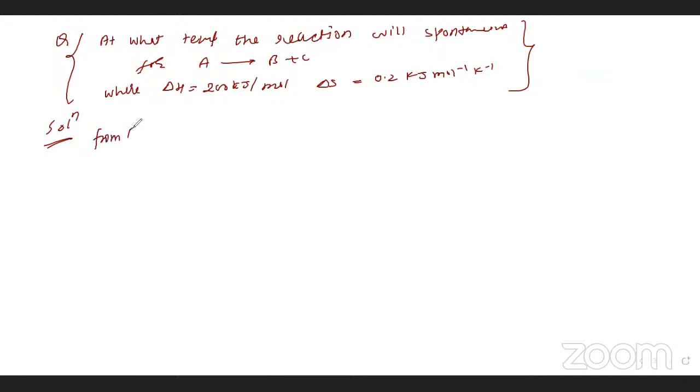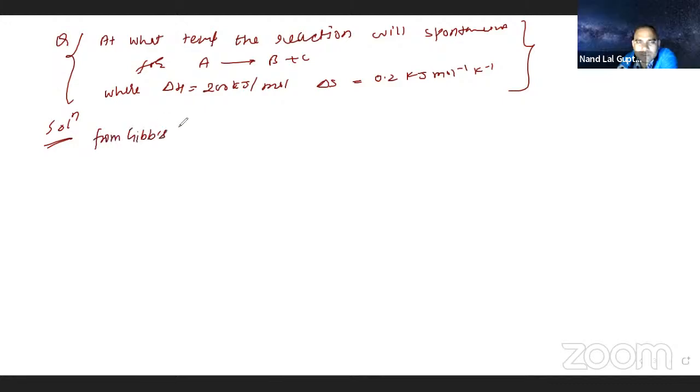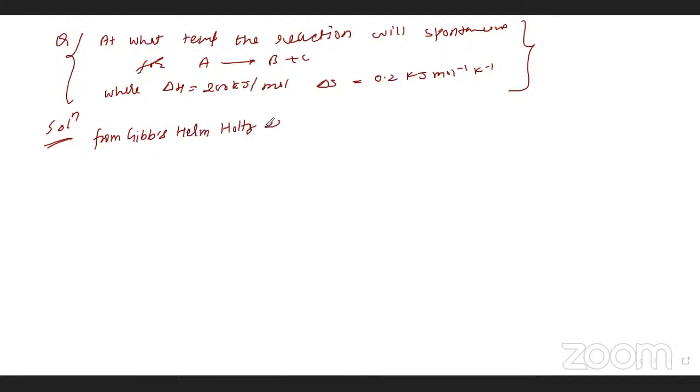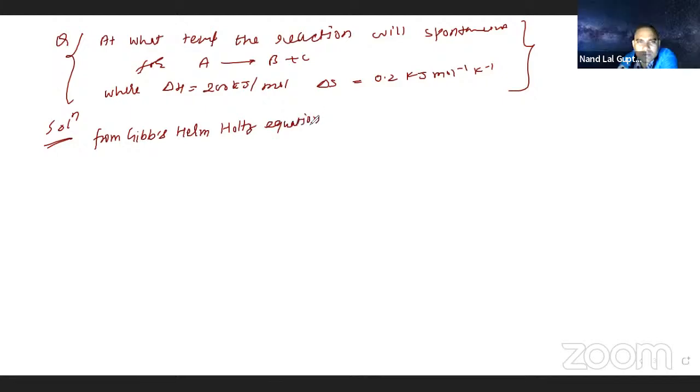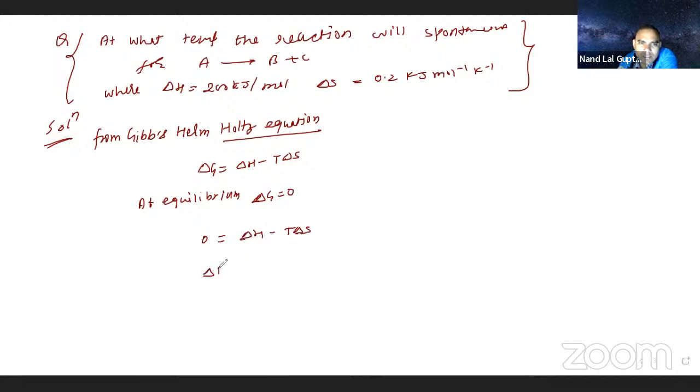So let me see how to do it. Gibbs Helmholtz equation. What is the Gibbs Helmholtz equation, Sanu? Delta G is equal to del H minus T del S. At equilibrium, delta G is going to be 0. So 0 is equal to del H minus T del S. So del H is equal to T del S. So T is equal to del H by del S.